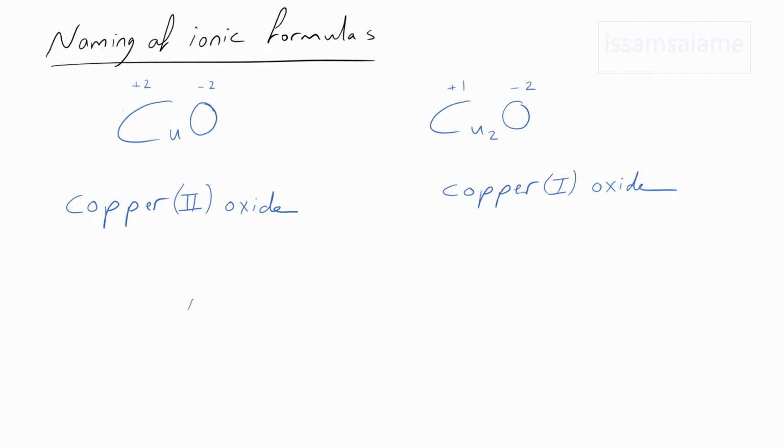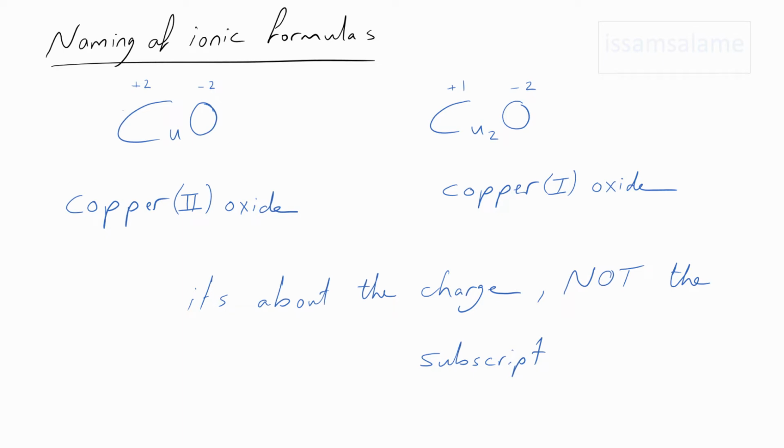In the first case we have 1 as a subscript, but we called it copper 2 oxide since the charge was +2. In the second one we have 2 as a subscript, but we called it 1 since the charge was +1. So don't forget, when we have ions like this, we name them according to their charge, not according to the subscript like most of the students do.